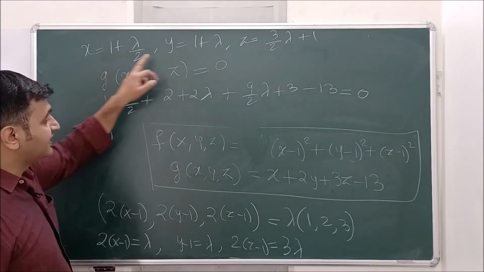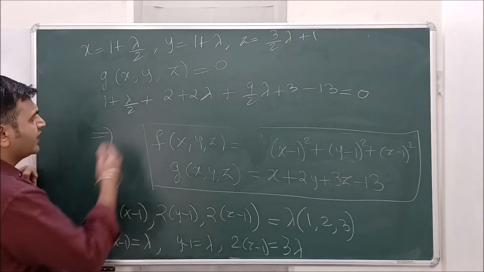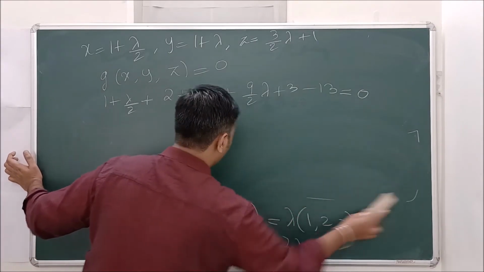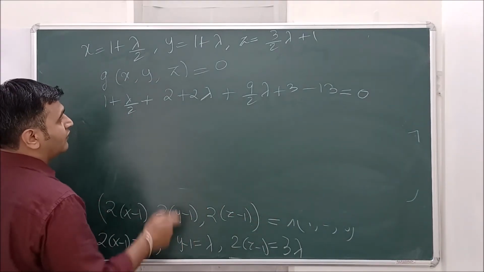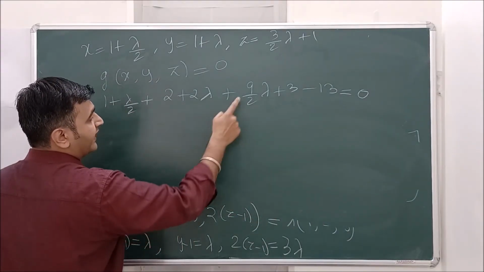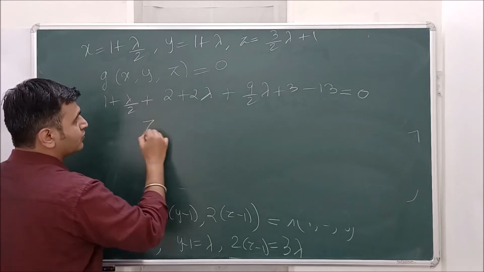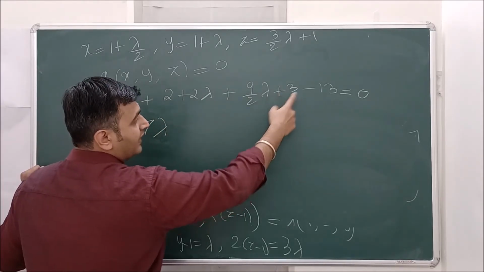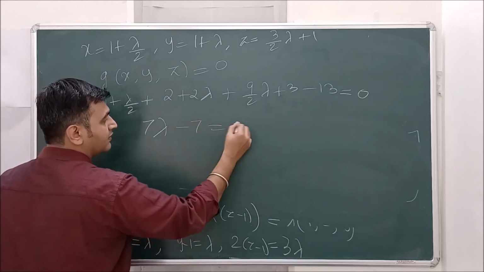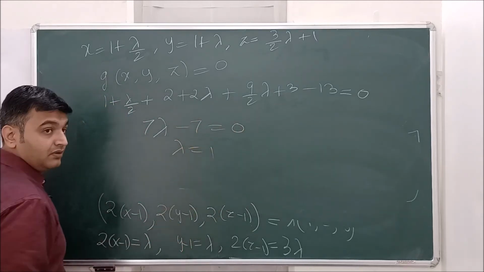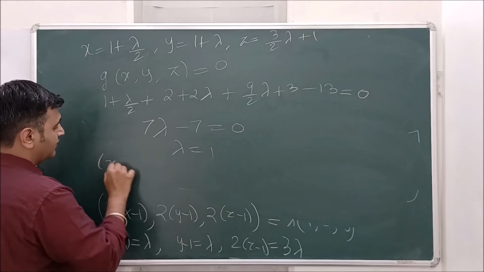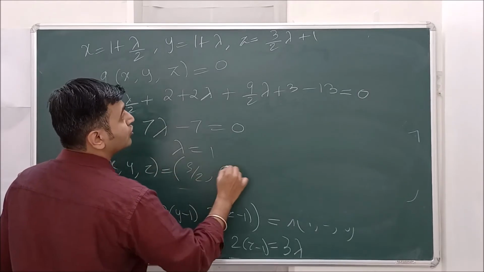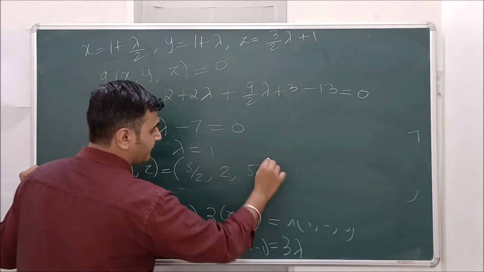So I substituted the value of x, y, z over here. Now you get the value of lambda, right? So now I don't think there is much to solve, or I don't think you will get stuck now. What is this? You have 9 plus 1, 10, so 5 plus 2, 7 lambda, 2 plus 1, 3, 3 plus 3, 6 and 6 minus 13 is minus 7. So your lambda is 1. So what will be your x, y, z? Your x, y, z will be 3 by 2, 2 and 5 by 2.